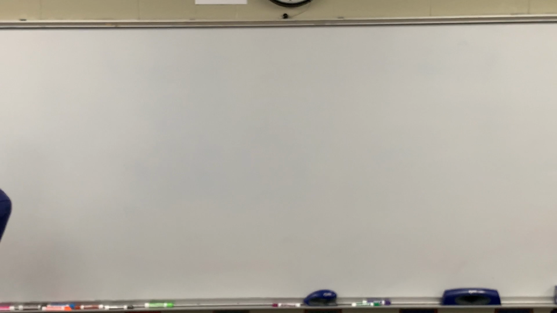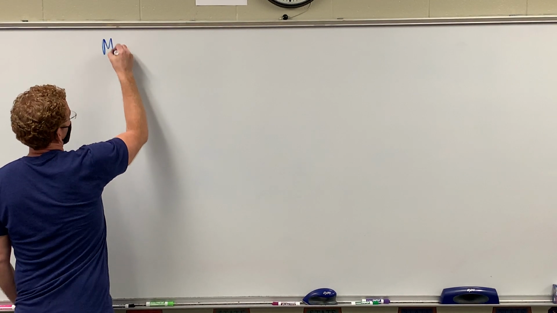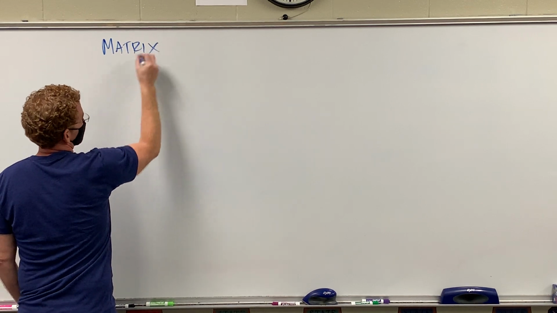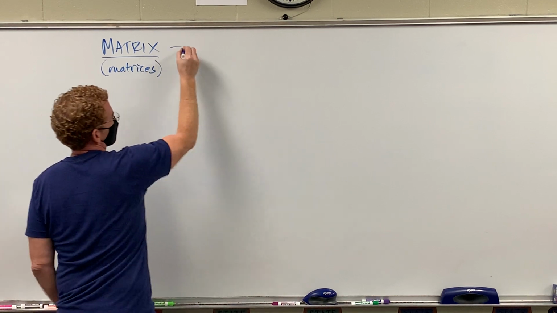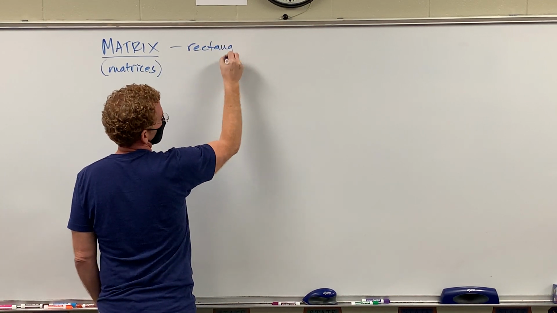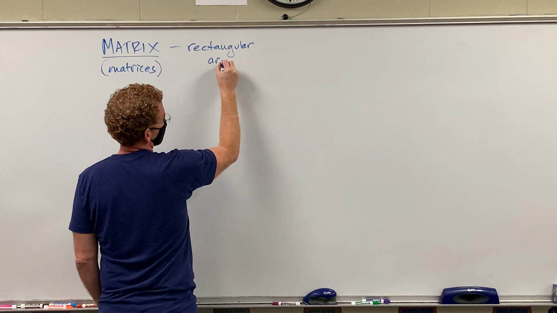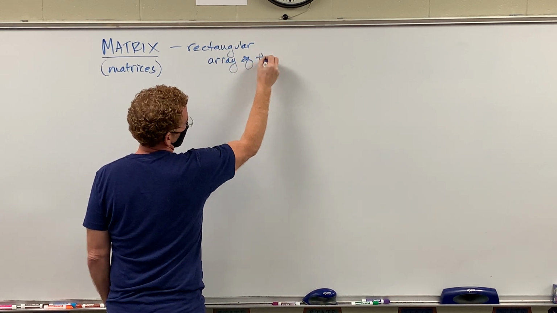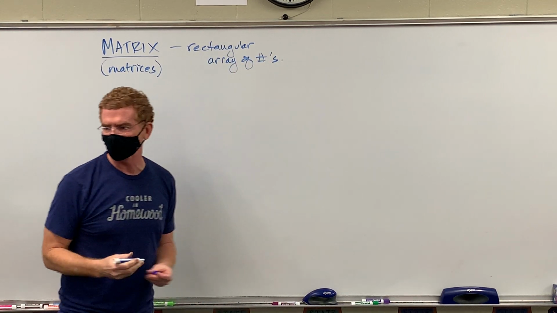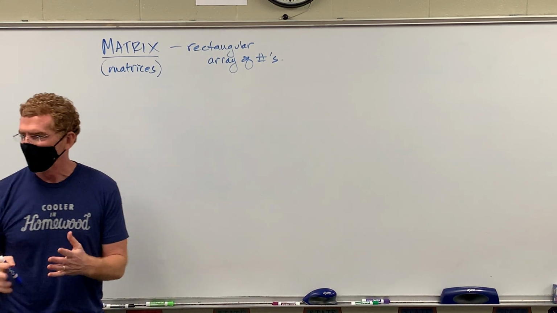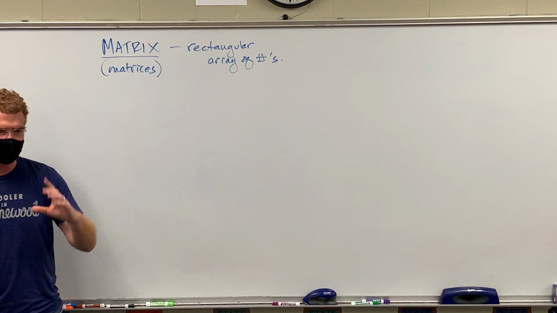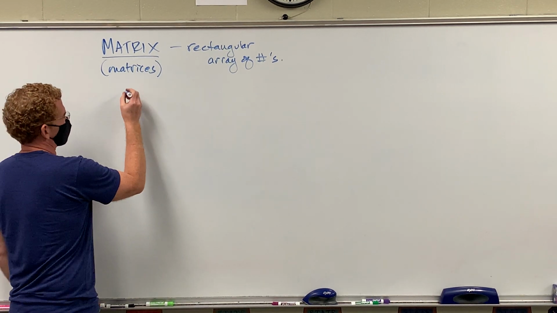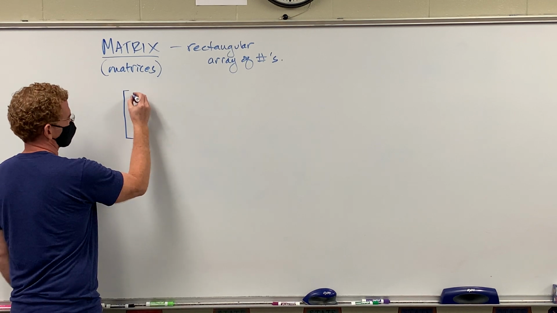So, a matrix. A matrix is basically, and that's matrix, the plural would be matrices, a rectangular array of numbers. That's basically a simple definition. And when I say rectangle, a square is a special kind of rectangle. So it could look rectangular, square, whatever. So it could be something like this, and you put brackets around it.